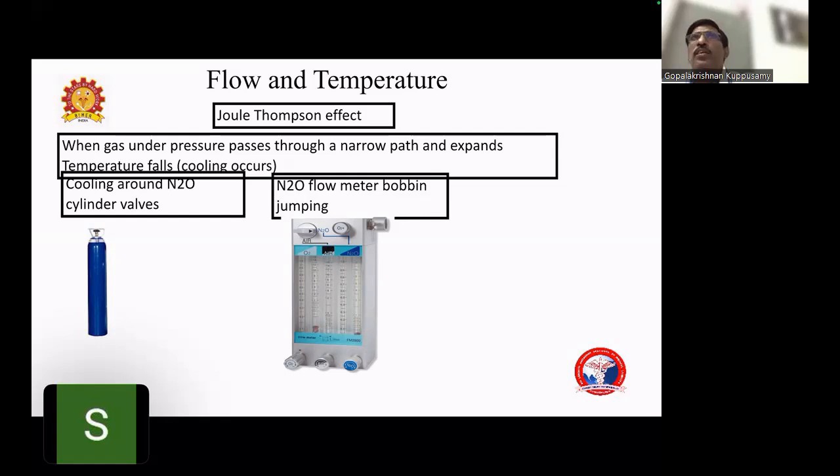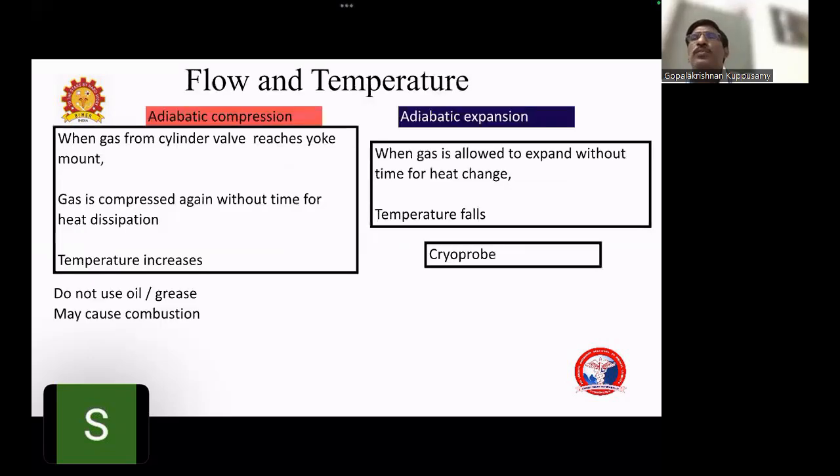And if the gas flows continuously, then we get some ice formation over the cylinder walls. Now and then we have to clear them. And there is the nitrous oxide flow meter bobbin jumping. If there are impurities which get obstructed in the cylinder wall, the flow becomes variable and the nitrous flow meter bobbin jumps. So these are all effects due to the Joule-Thomson effect, which is temperature dependent.